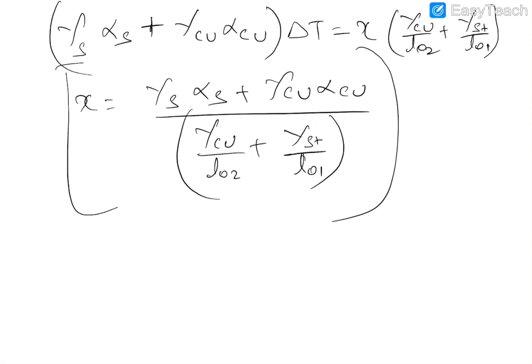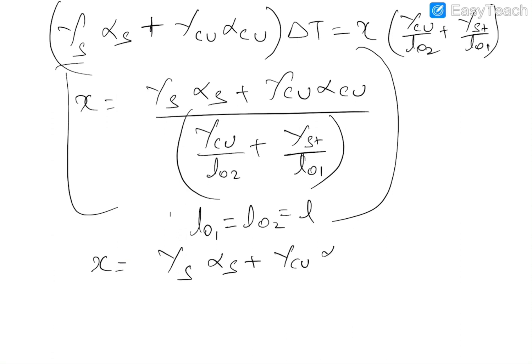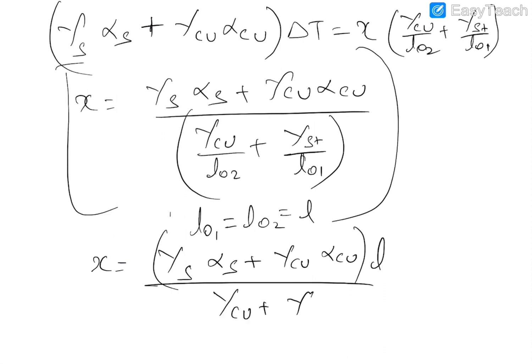If L01 and L02 are given as equal, initial lengths are equal, so we can rearrange again, and it gives gamma S alpha S plus gamma Cu alpha Cu, times delta T, times L, divided by gamma Cu plus gamma steel. This is the value of x.